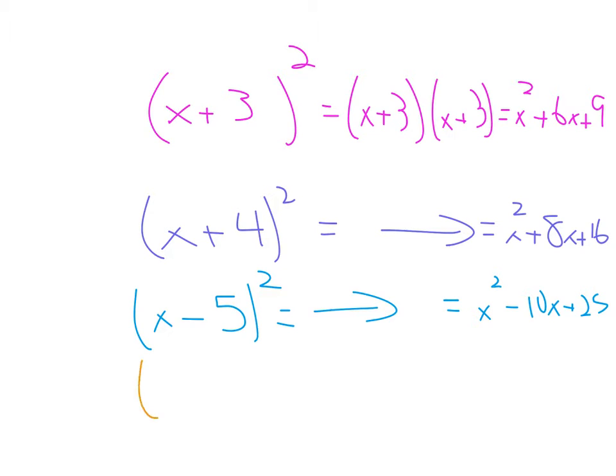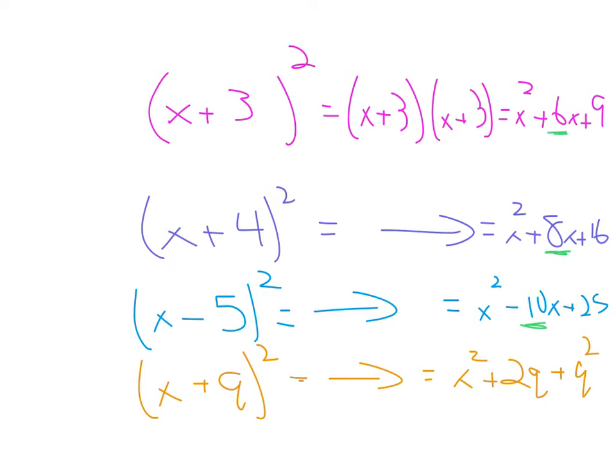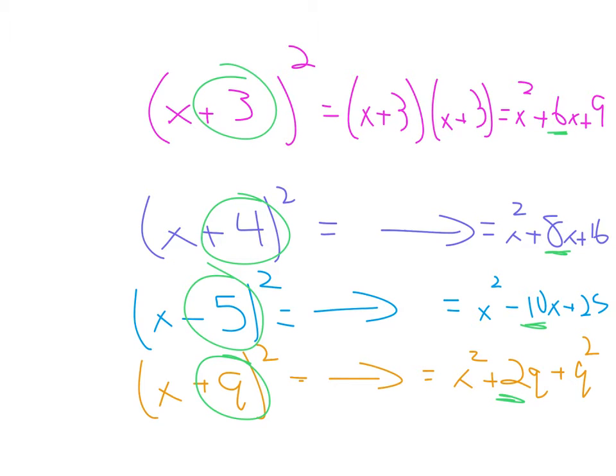If I do it with x plus b, do I want to use b? No, that'll confuse you. x plus q squared. That's going to be x squared plus 2q x plus q squared. Now, here's the pattern. You notice how the middle term is double that term. And you notice how the last term is the square of that term. That's the pattern. That's what we're going to use for completing the square.